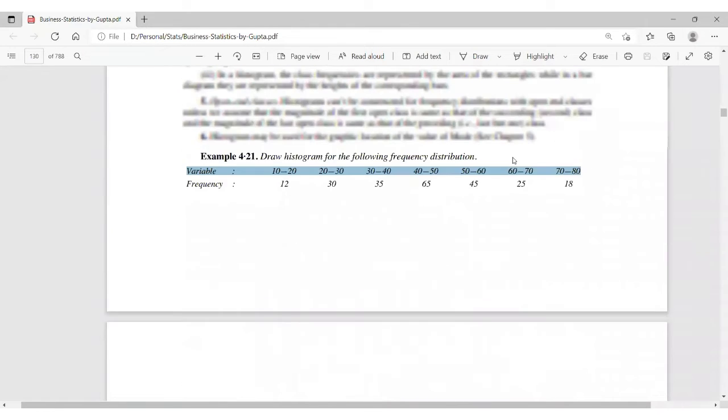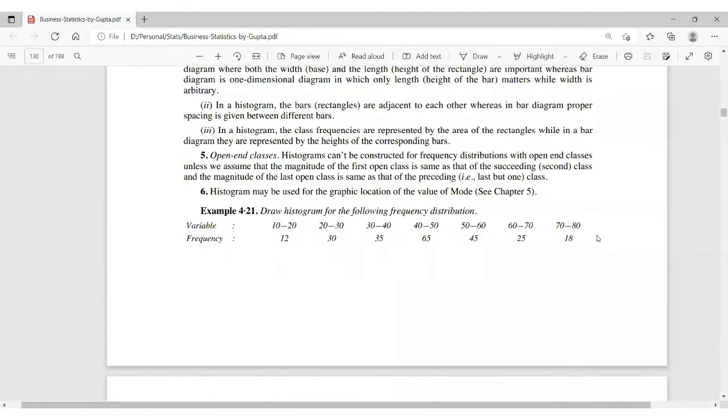Sir, how did the frequency 12 come? It is given in the question. Okay sir, that means what we read last. The number of persons having the age between 10 to 20 can be 12 people. If I talk about age, this is the variable. Similarly, 30 to 40 have 35. Variable can be age, blood pressure too, anything.